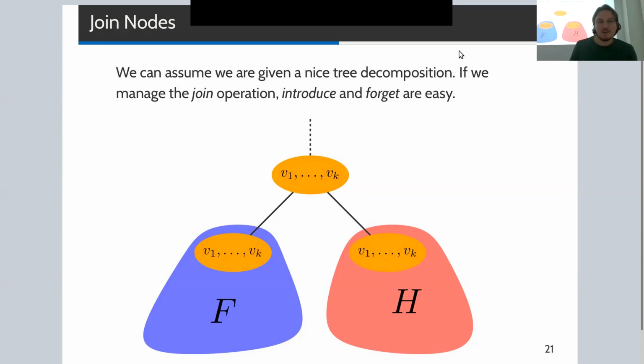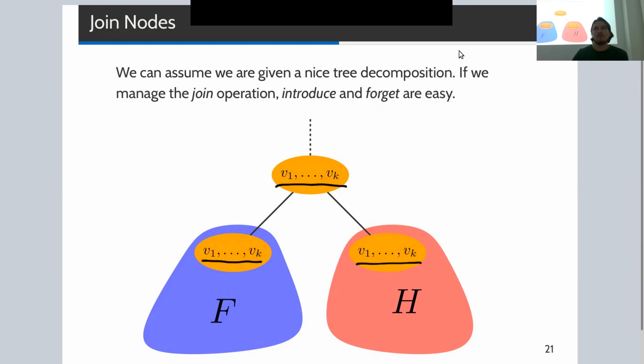If we have a nice tree decomposition, we're going to assume that as well. We can get this nice tree decomposition all the time. Then the situation is as follows. We have our join bag, which contains some vertices v1 to vk. And this join bag has two children. These two children contain the same vertices, also v1 to vk. And each of those children has a subtree. We're going to refer to the vertices in the subtree on the left by f, and the subtree on the right by h.